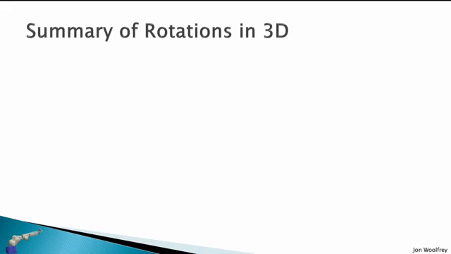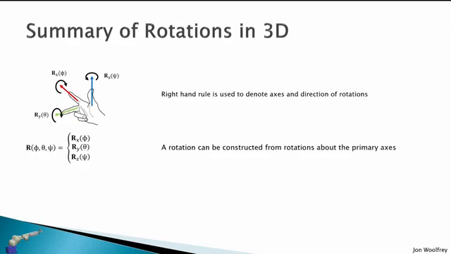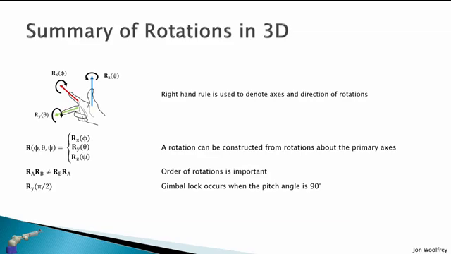So to summarize rotations in 3D, we have the right-hand rule used to denote axes and directions of rotation. A rotation can be constructed from rotations about the primary axes, that is Rx by phi, Ry by theta, and Rz by psi. And order of rotations is important because matrices are not commutative. And a gimbal lock occurs when the pitch angle is 90 degrees, and therefore we cannot distinguish phi from psi. And the rotation error is defined by the desired rotation times the actual rotation transposed.